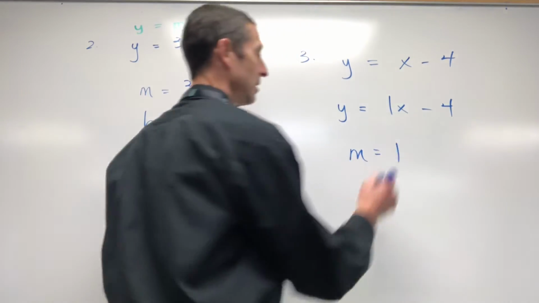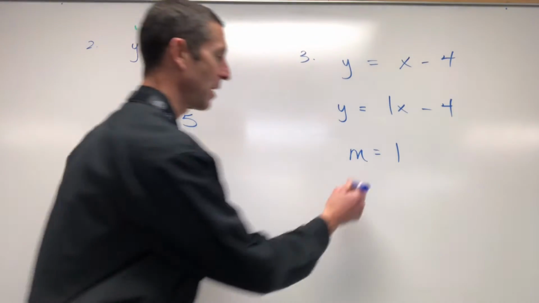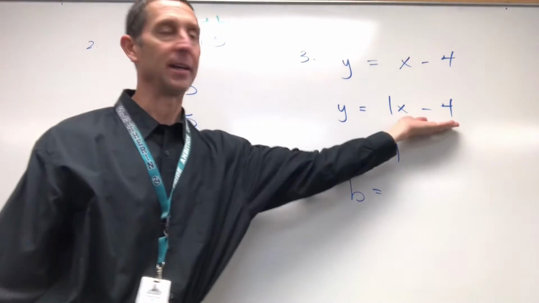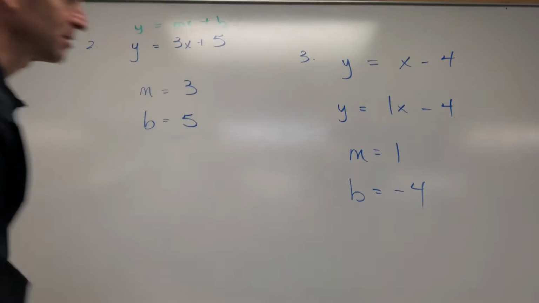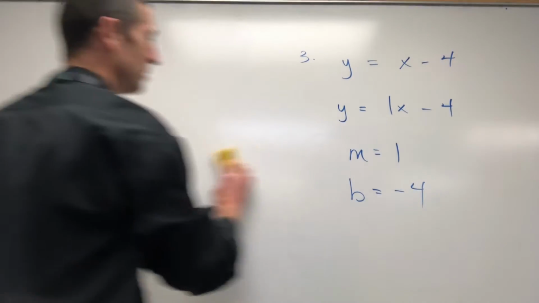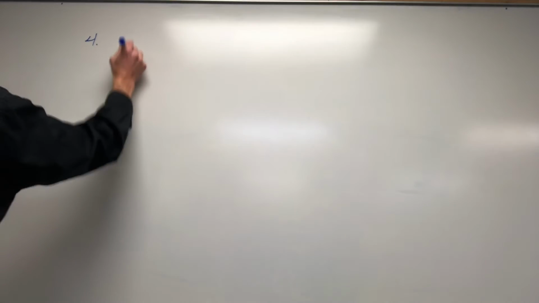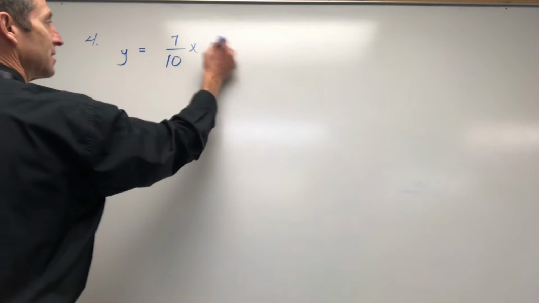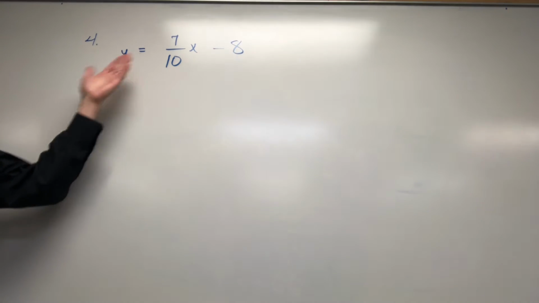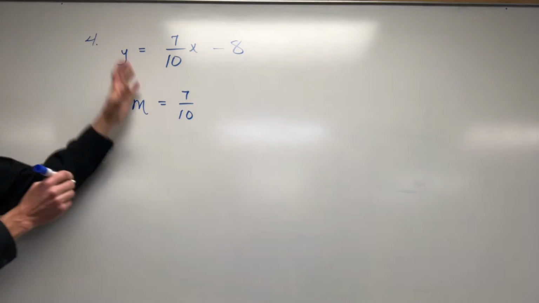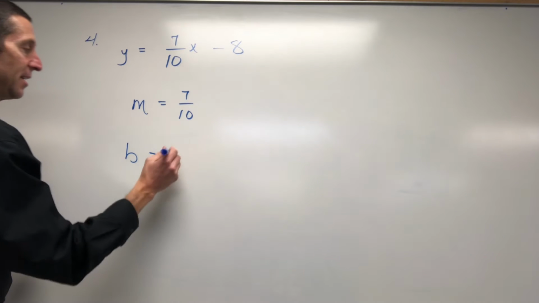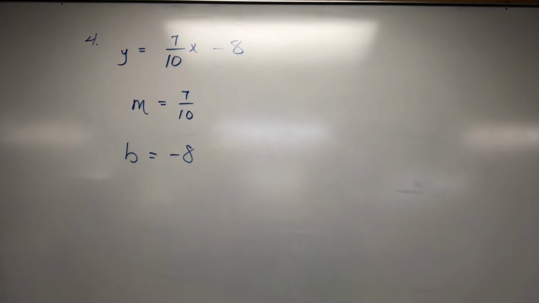So now we can pick out our m equals 1, and then our value for b, your y-intercept, hanging out down on the end. What kind of 4 is it? Negative 4. So no stress so far. Find m, find b. Number 4. Sometimes you get a fraction sitting there. That's okay too, like 7/10 x minus 8. Y solved for, here's m, here's b. Having a fraction there, no problem. M, 7/10. That's your slope. B, what kind of 8? Negative 8. So no stress on any of that.